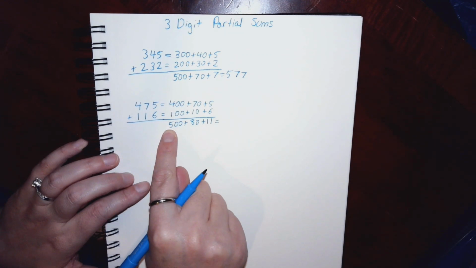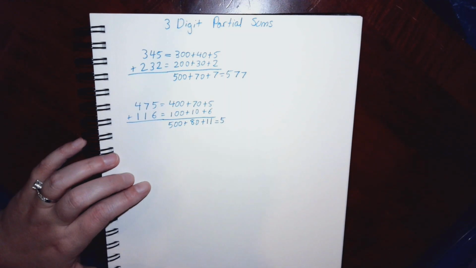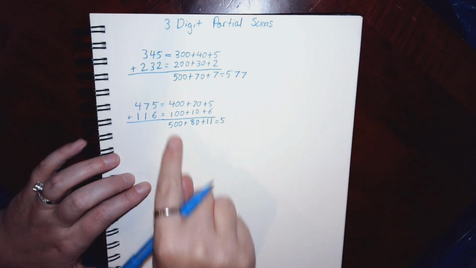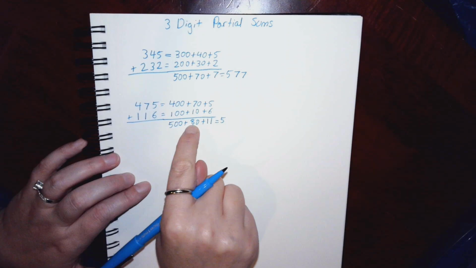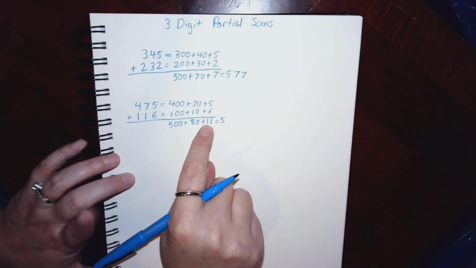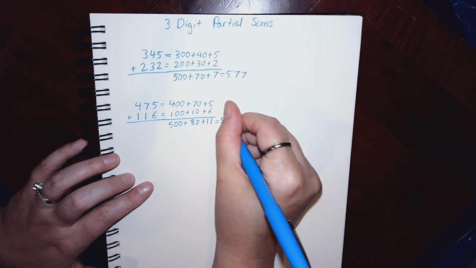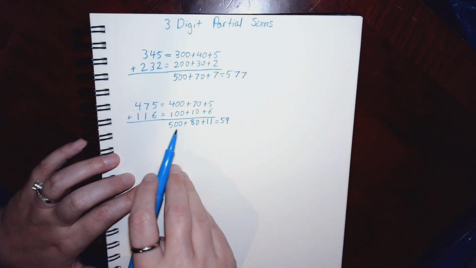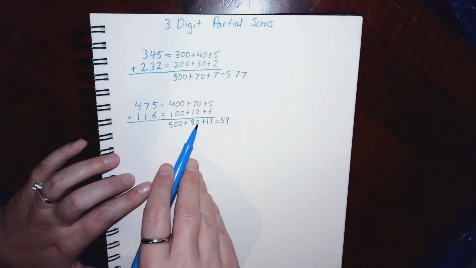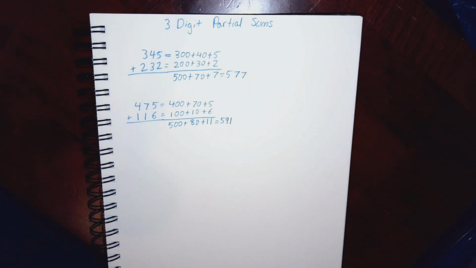So I look for my hundreds. The only hundreds I have is 500. Now I'm going to look at my tens. Here I have 0 tens. How many tens do I have here? I have 8. Oh, and 11 has how many tens? It also has a 10. So I have 8 tens and 1 ten, which gives me 9 tens. And now I'm going to look at my ones place. So I have 0, 0, and 1 there. So when I combine my partial sums together, I get 591.